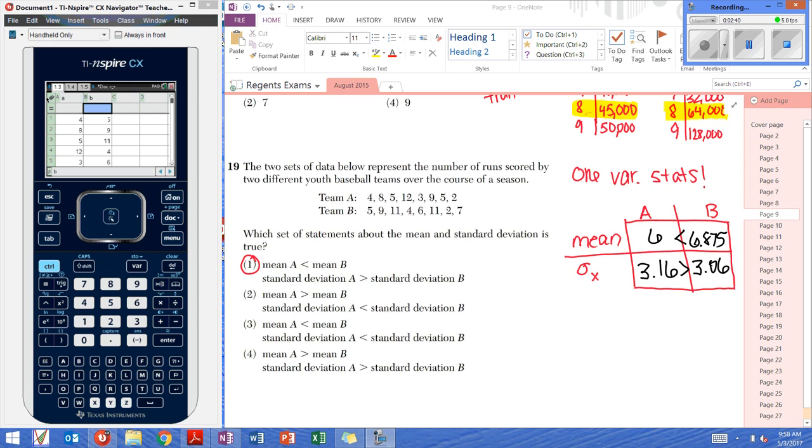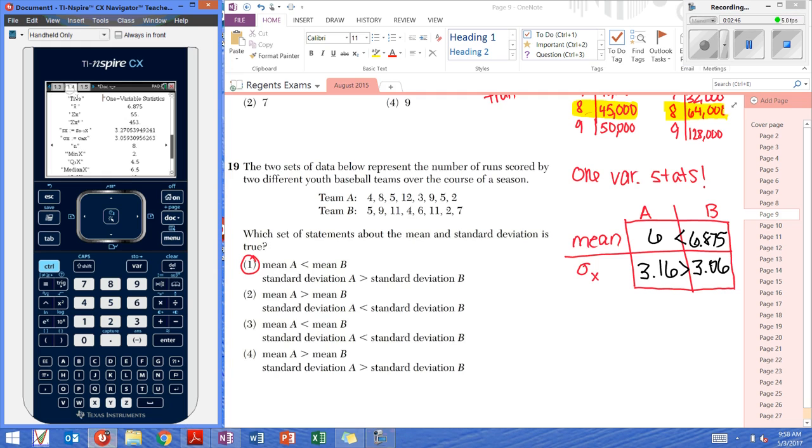So you're going to type in your data. I just labeled it A and B, and what you had to do was run the one variable statistics, which I like to do on a calculate page. As you can see here, this was my team A data, and I recorded it in my little chart, and team B's data. So when I compared my values, I could see that answer choice 1 was the only one that made sense.